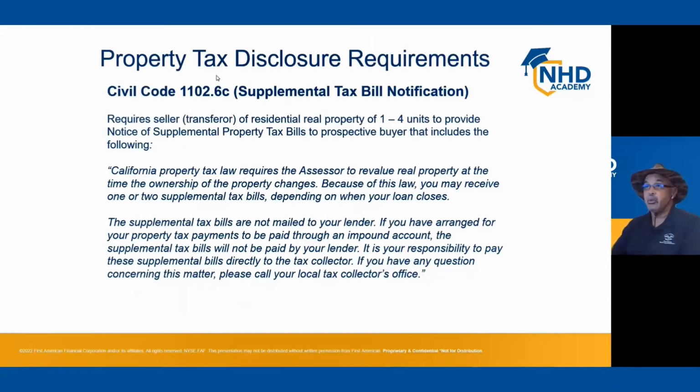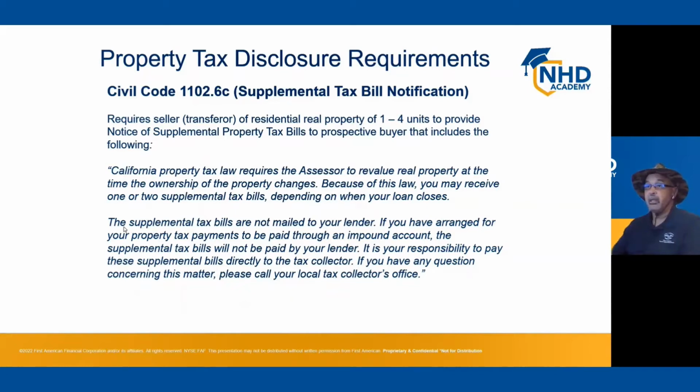So in addition to 1102.6b, there's 1102.6c, the supplemental tax bill notification. And again, it requires the seller of residential property of 1 to 4 units to provide a notice of supplemental property tax bill to a prospective buyer that notifies them of the following. California property tax law requires the assessor to revalue property at the time of ownership change. And because of this law, you may receive 1 or 2 supplemental tax bills depending on when your loan or transaction closes.